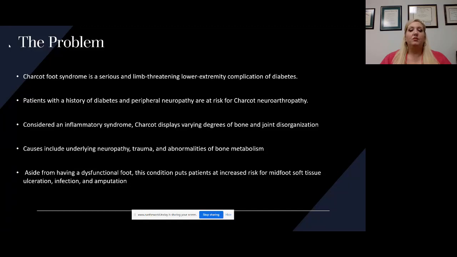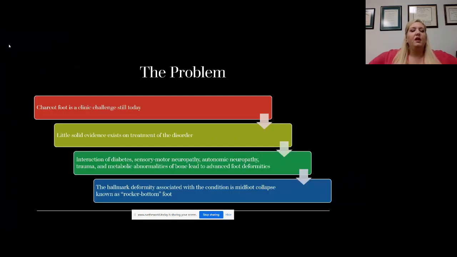And what patients will develop is this dysfunctional foot. They will have this midfoot soft tissue ulceration that could develop infection. And like I said, long-term amputation occurs in most of these patients. So unfortunately, Charcot is still a challenge today. There is little solid evidence on a gold standard treatment.